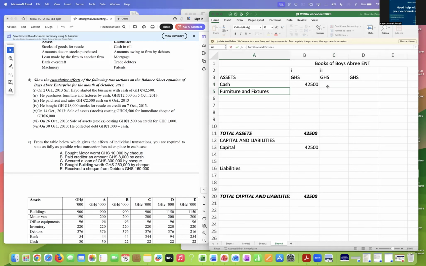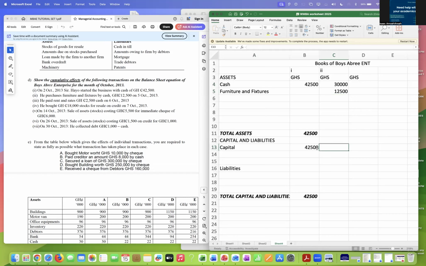At the second transaction, what is happening here is that the business is buying furniture and fixtures. So the new asset that the business gets is furniture and fixtures. It comes in at transaction 2, and then the amount involved is 12,500. But because the business pays in cash, our cash balance will reduce from 42,500 by 12,500. So the new position of our cash comes to 30,000, right?